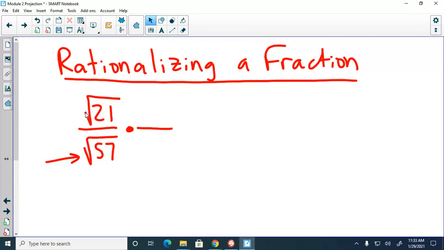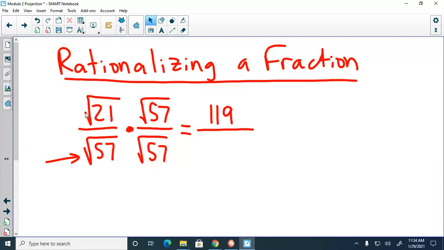So the process is we're going to take that square root of 57 that we see in the denominator, and we're going to multiply by that on both the top and the bottom. Now, what's going to happen when we do that, when we multiply straight through here, we get 21 times 57 is 1,197. And so the top becomes the square root of 1,197.